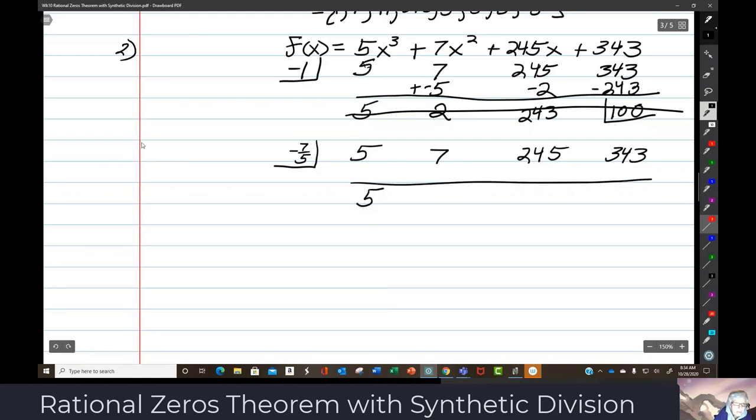Well, I do know that 5 times negative 7/5 equals 5/1 times negative 7/5. The 5s cancel, and I'm left with negative 7. So 5 times negative 7/5 is negative 7. 7 plus negative 7 is 0. 0 times negative 7/5 is 0.